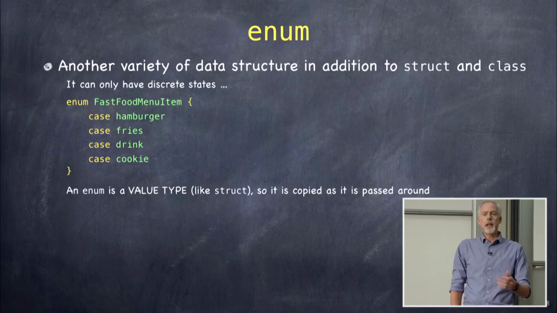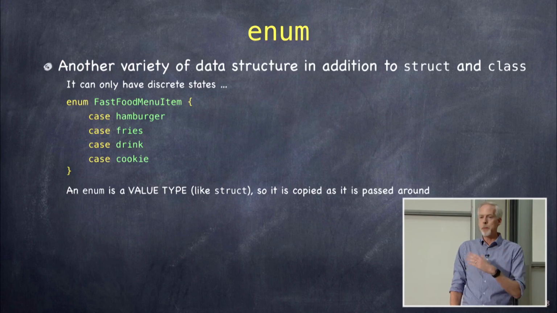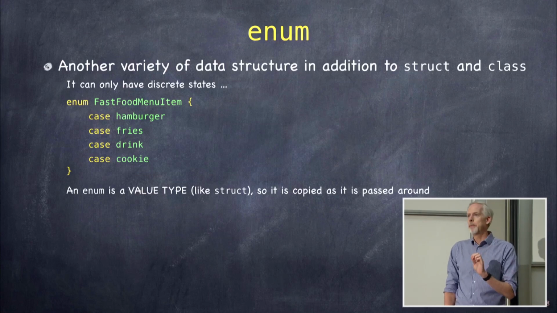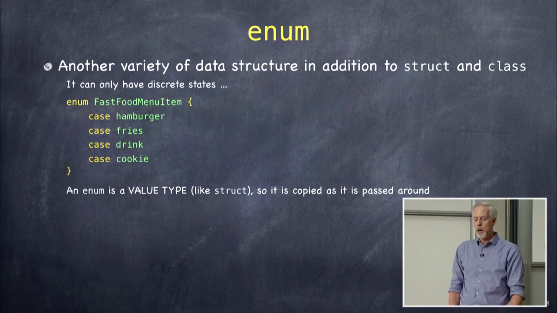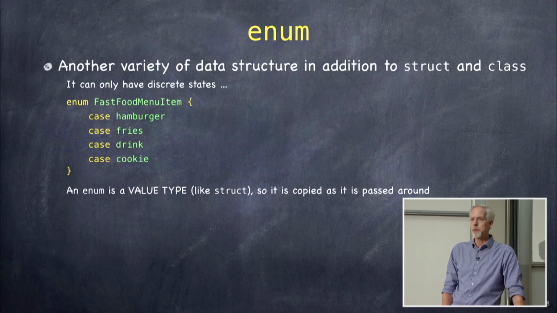So an enum is just like an enum in other languages. Okay? It's a data type, just like struct is a type or class is a type, enum is a type, exactly the same. It can be used in exactly the same places. It's just that it has only discrete values. Like here's a fast food menu item enum. It can only be hamburger, fries, drink, or cookie. That's it. It can't be anything else besides one of those 4 things. So that's what an enum is. Enums are value types, like structs. They get copied as you pass them around.